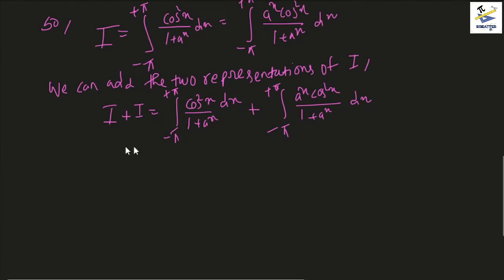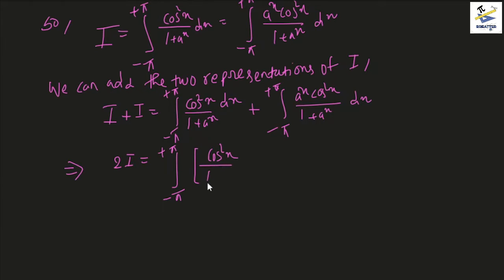So if you keep on doing the equation, what you get is 2I equals to, now we can add both of the integrands because the limits are the same and the integration variable is also the same, obviously. So what we get is something like this: cos square x by 1 plus a to the power x plus a to the power x cos square x by 1 plus a to the power x dx.